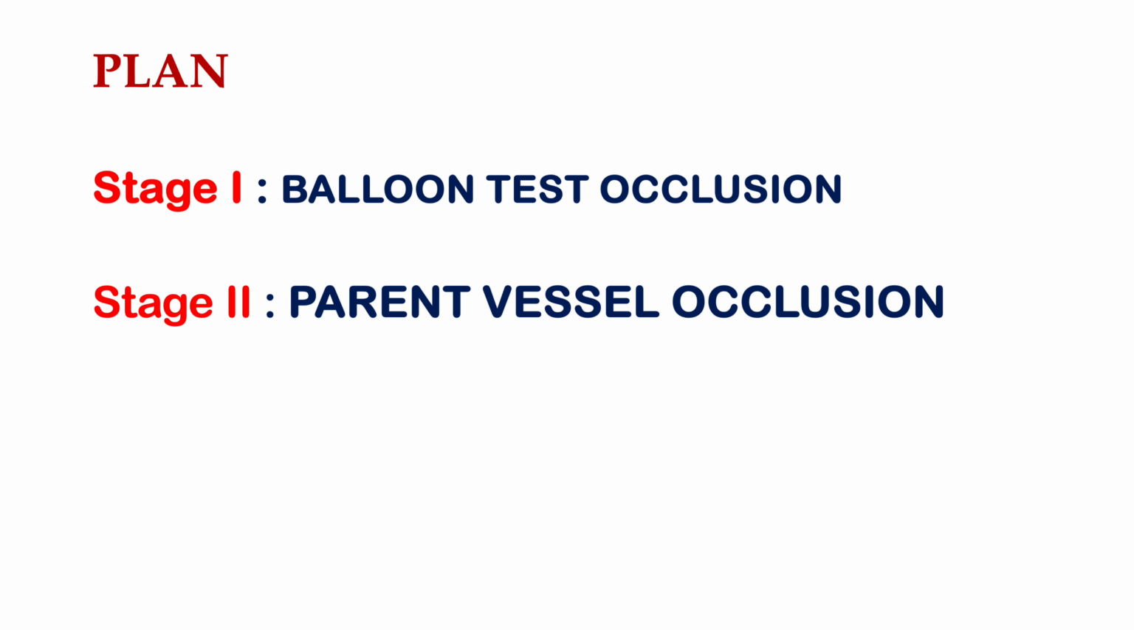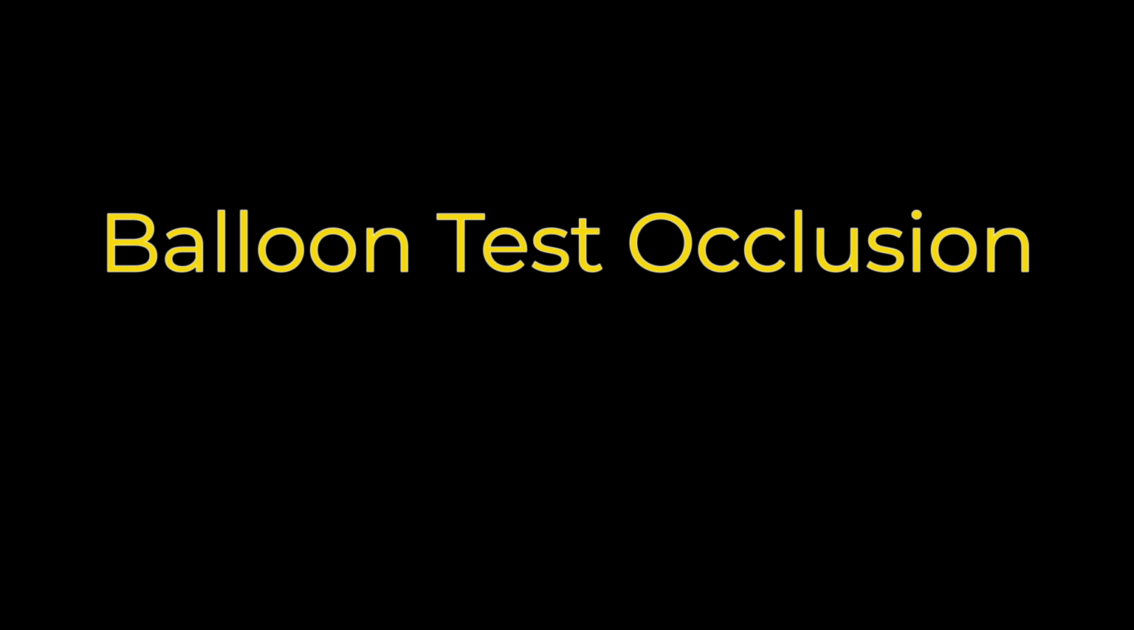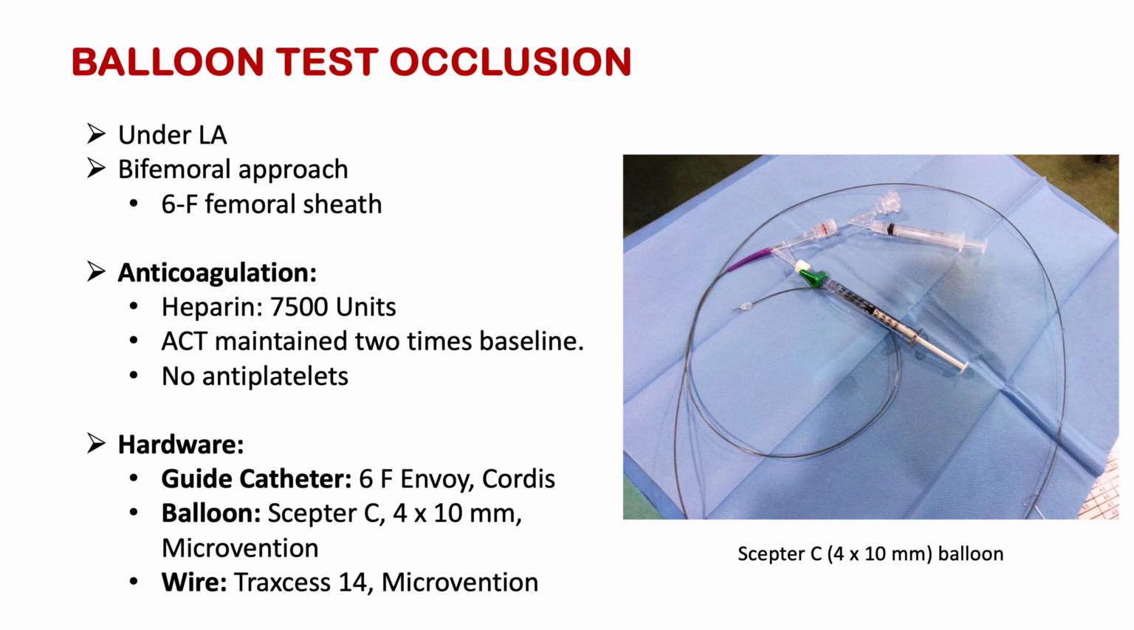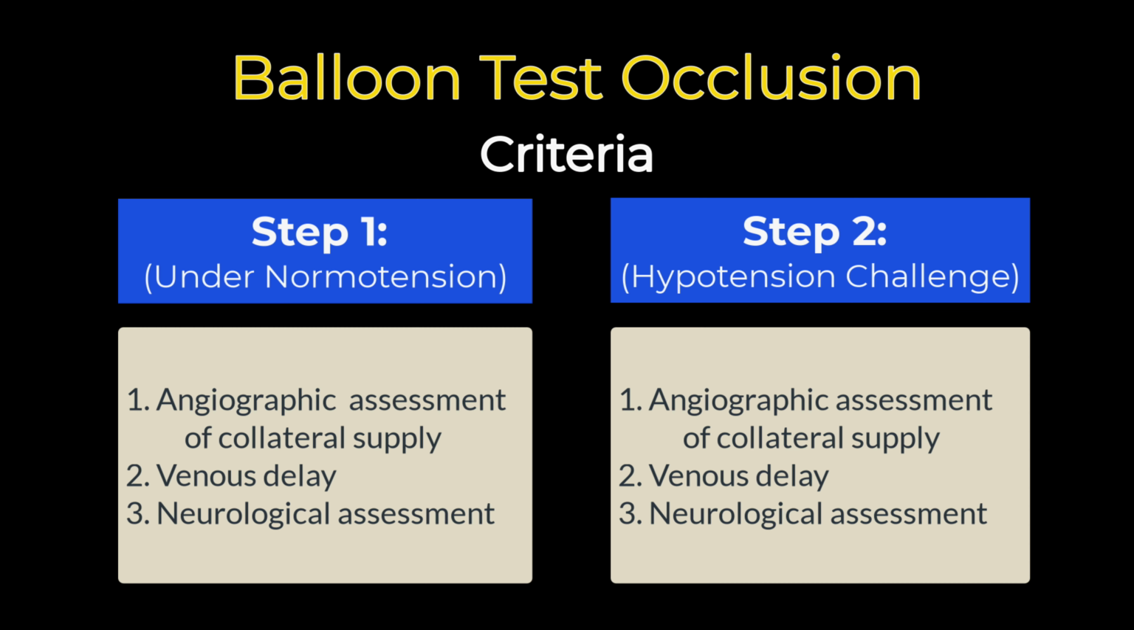So the goal of treatment in this patient is symptomatic relief and to prevent further progression of this aneurysm. We have planned the treatment in 2 stages. In stage 1, we performed balloon test occlusion to assess the collateral circulation of the left hemisphere, and in stage 2, we performed the parent vessel occlusion. Balloon test occlusion is performed under local anesthesia in awake condition using a bifemoral approach.